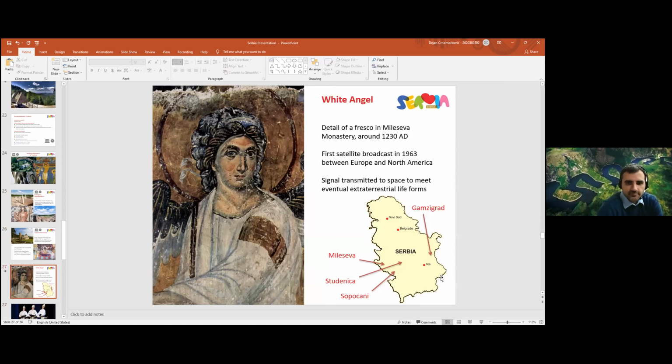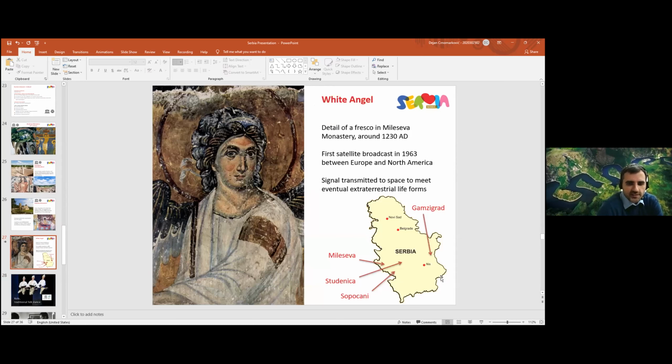White Angel is from another monastery that's not UNESCO, but arguably one of the most recognizable motifs in the Serbian medieval monasteries. And it was actually a part of the signal transmitted to space as part of the efforts to search for extraterrestrial life.